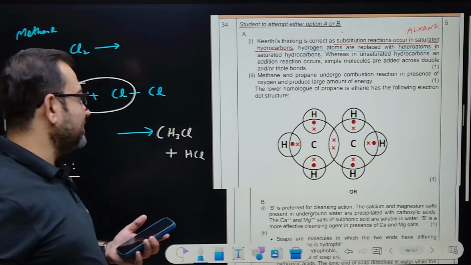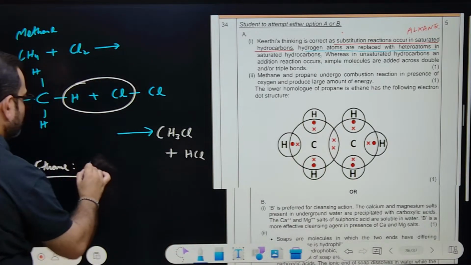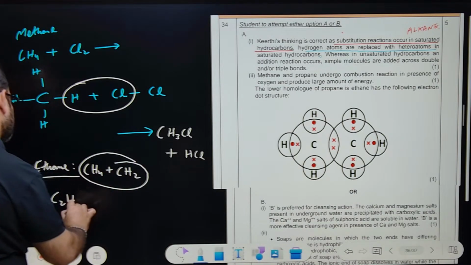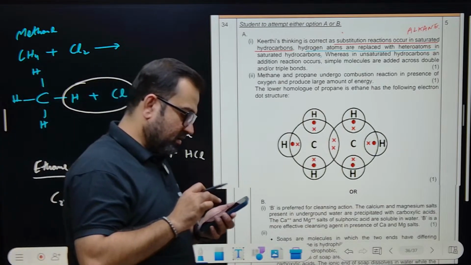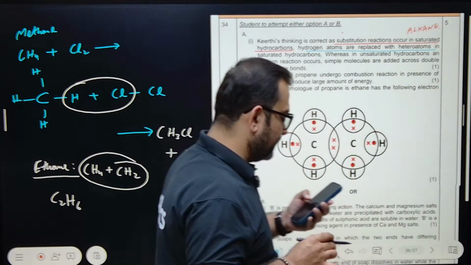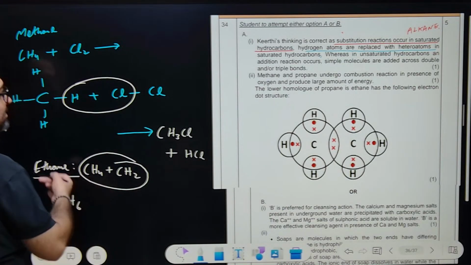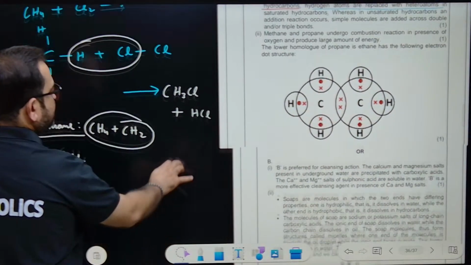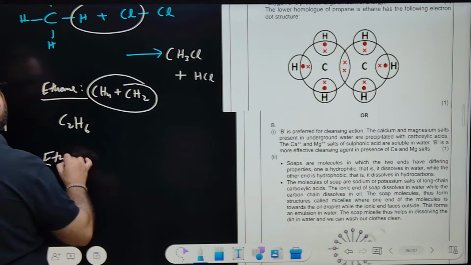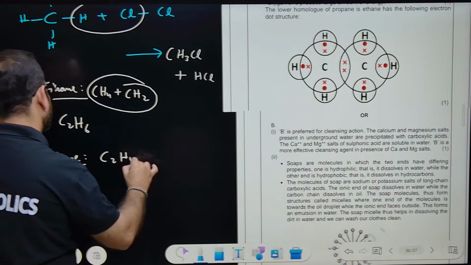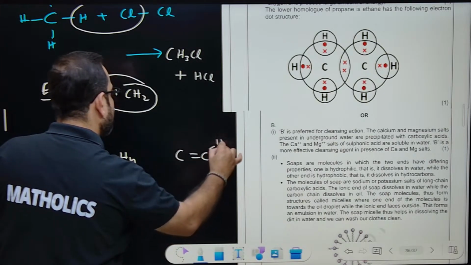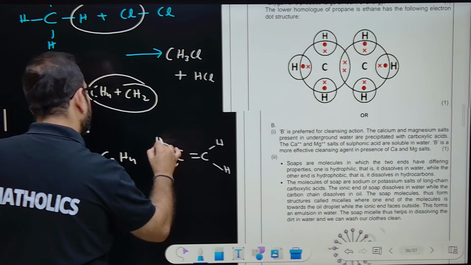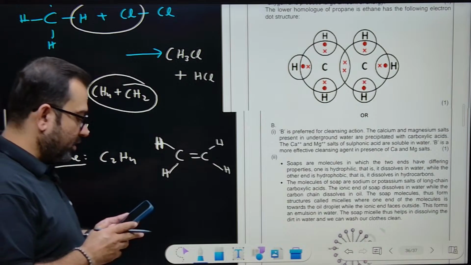Ethane formula, yes, add CH2. In CH4, add CH2. CH4 was methane, add CH2, it will be C2H6. So C2H6 is ethane. Right, these are all saturated hydrocarbons. Unsaturated example is ethene, ETHENE. C2H4, simple C, double bond C, with four hydrogens. This is the formula for ethene, double bond, C2H4.